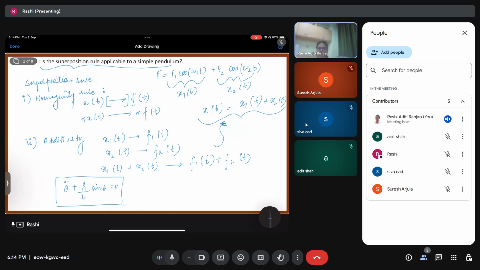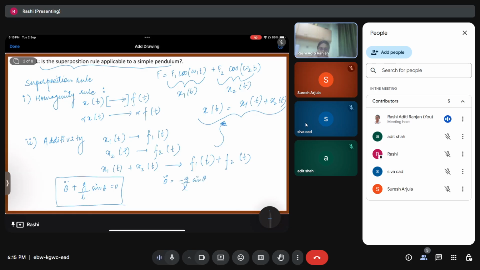Now, if I assume that theta is very small, we can replace sine theta by theta, and then we can see that both the additivity and homogeneity rules are applicable to my system. But how about if I still have sine theta in the system? Then what is going to happen? If you look over here, theta double dot is equal to what? Minus g by L sine of theta.